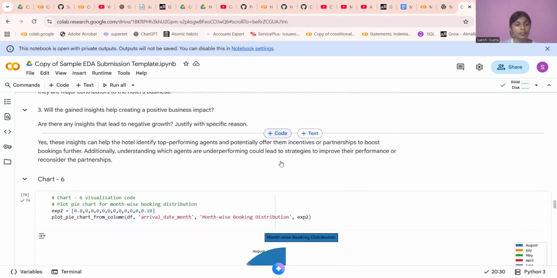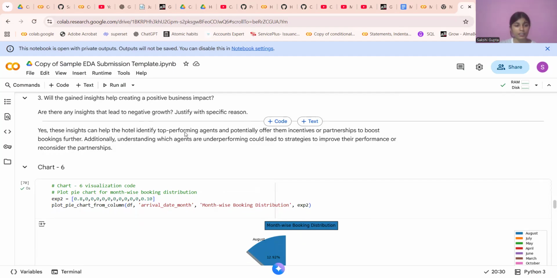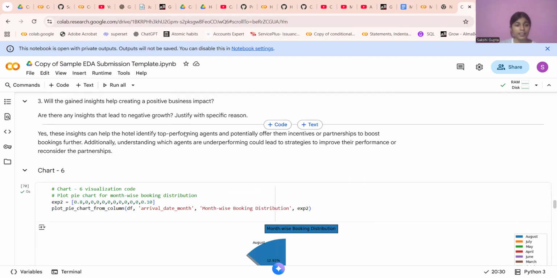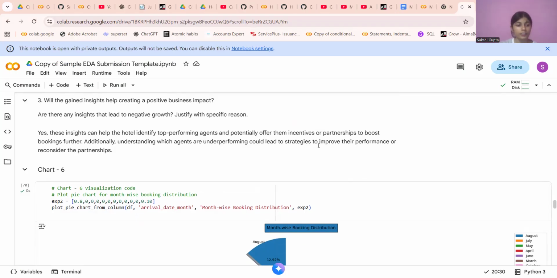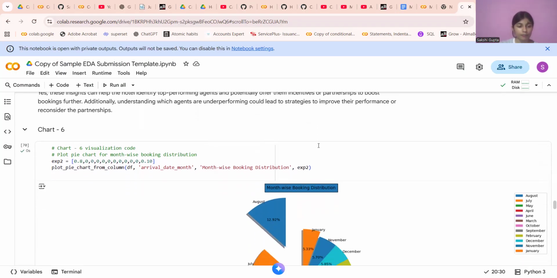The third question is, will the gained insight help create a positive business impact? Are there any insights that lead to negative growth? Justify with the specific reason. Yes, this insight can help the hotel identify top performing agents and potentially offer them partnerships to boost the bookings further. Additionally, understanding which agents are underperforming could lead to strategies to improve their performance or reconsider the partnership.